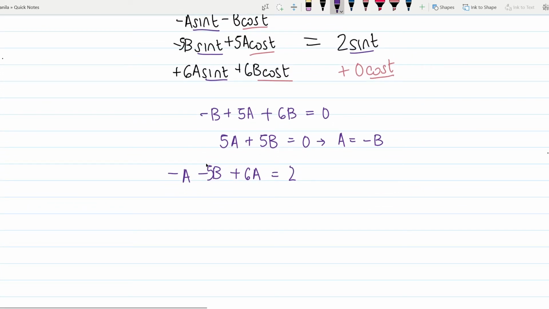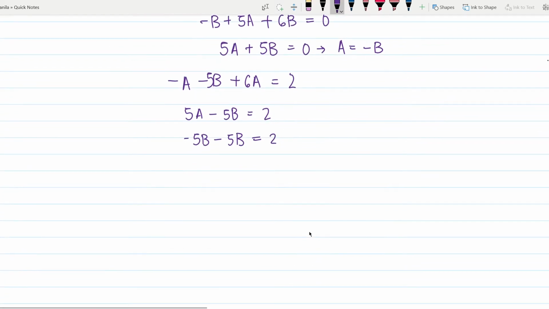Alright, let's just do some rearranging. We're going to have minus a plus 6a, which is going to be 5a minus 5b is equal to 2. We know that a is equal to negative b, so I'm just going to substitute that. Minus 5b minus 5b is equal to 2. And so we're going to get minus 10b is equal to 2. And so our b is going to be minus 1/5. And since we know what b is, we know what a is, that's going to be positive 1/5 lang.